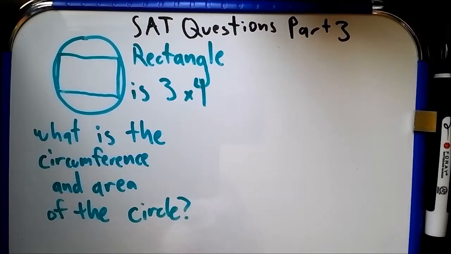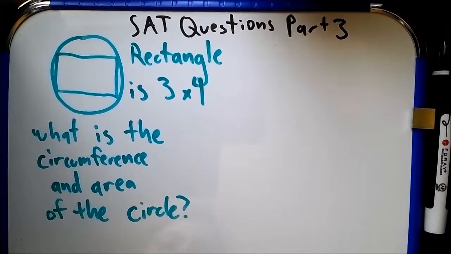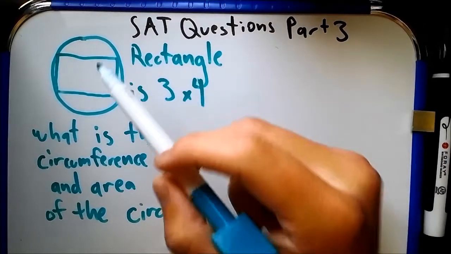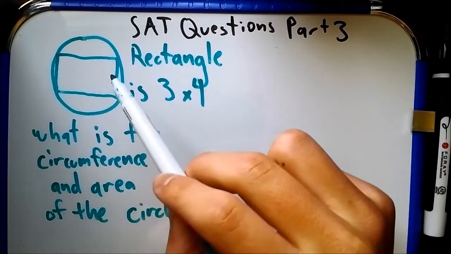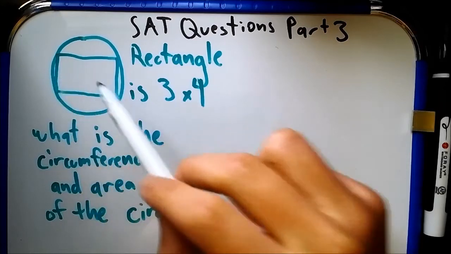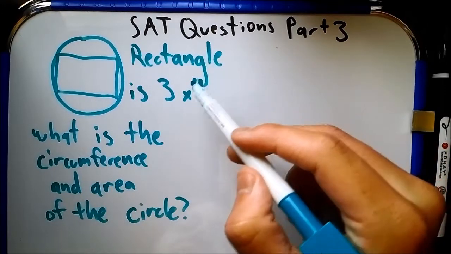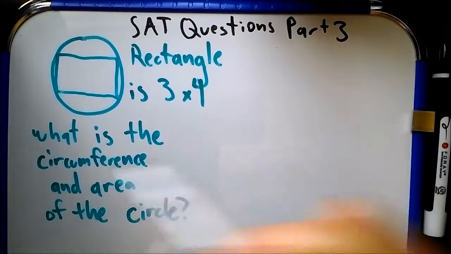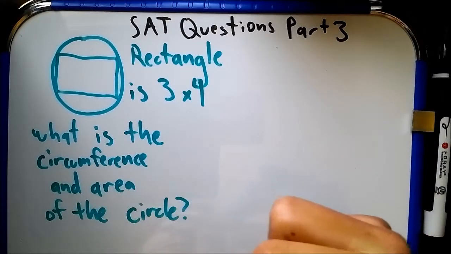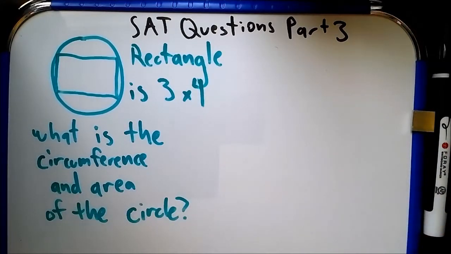Hello, this is my third part of the SAT math questions, and here's what the question says. If there is a circle with a rectangle inscribed inside of it, and the rectangle's dimensions are 3 by 4, what is the circumference and area of the circle?